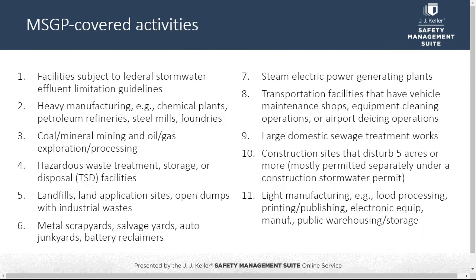So as promised, it's important to show you the 11 activities covered by the multi-sector general permit, as you can see on this screen. Those subject to effluent limitation guidelines, heavy manufacturing, coal mining and oil and gas, hazardous waste TSD facilities, landfills, scrapyards and battery reclaimers, steam electric power generating plants, transportation facilities with certain operations, sewage treatment works, construction sites that disturb 5 acres or more, but these are mostly permitted separately under a construction stormwater permit, and light manufacturing.